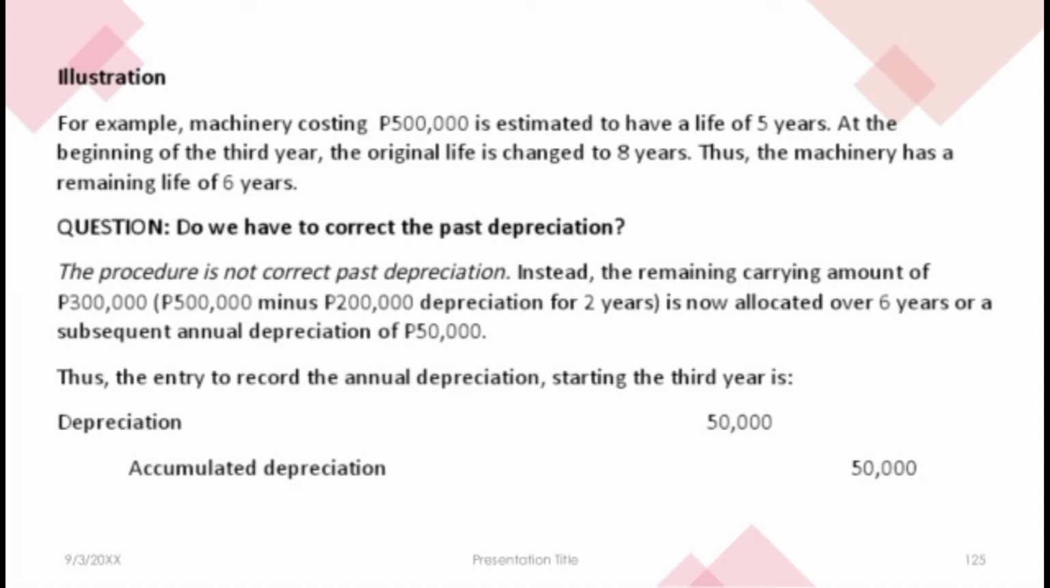So I have here an illustration, for example, of an accounting estimate. Machinery costing 500,000 is estimated to have a life of 5 years. At the beginning of the third year, the original life is changed to 8 years. So, originally 5 years lang yung estimation ng useful life, and then ngayon mababago from 5, magiging 8. So, nadagdagan siya ng 3 years, pero of course, 2 years na yung nakalipas. Thus, the asset has a remaining life of 6 years.